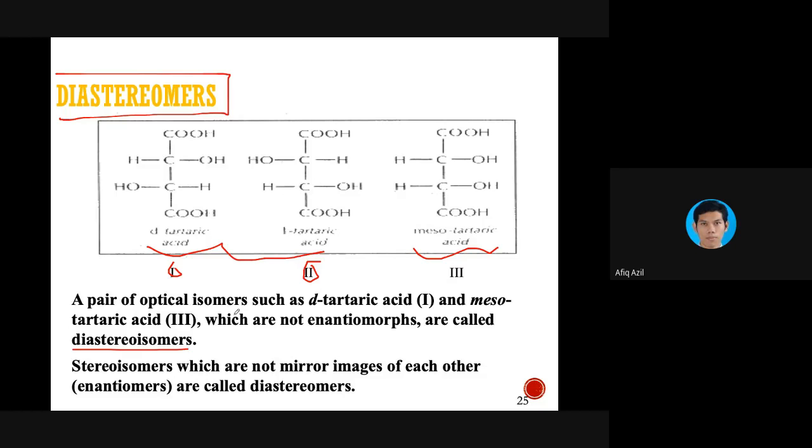So diastereomers are not mirror images of each other, and they are also not superimposable. If you put a plane of symmetry or a mirror, structure number 2 and number 3 are not mirror images, and even if you want to superimpose or overlap them, you cannot. But number 1 and number 2 are mirror images but non-superimposable. For 1 and 2 with number 3, they are not mirror images and also non-superimposable. So that is how a diastereomer is determined.